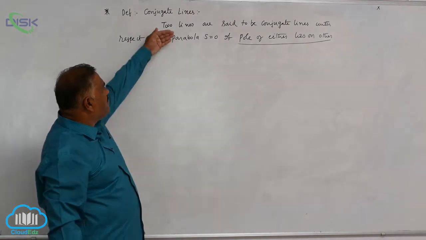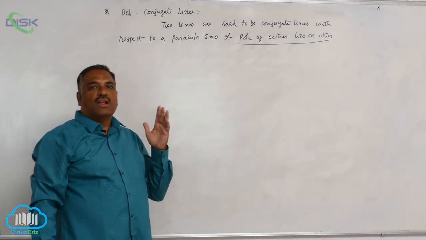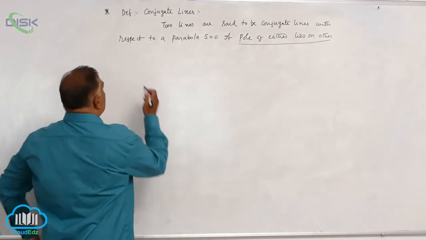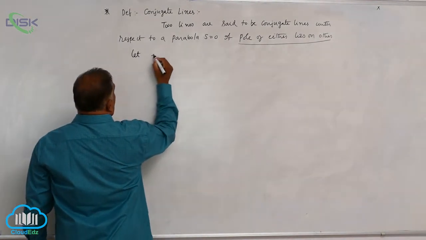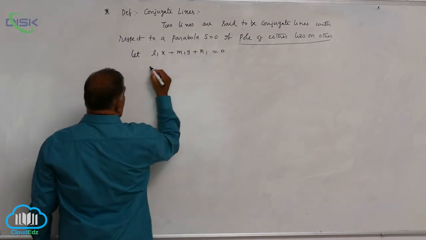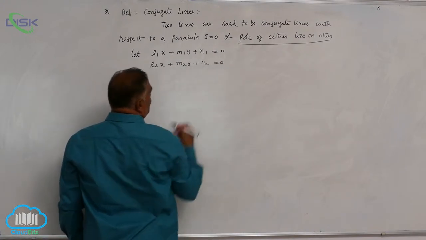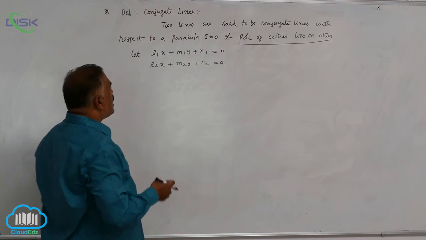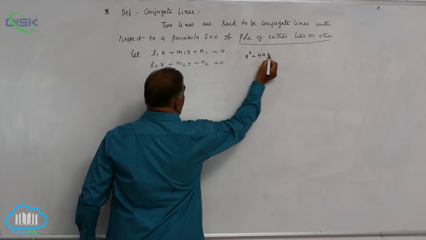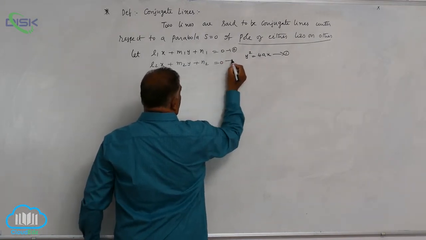That means whenever you consider two lines, each line is called a polar. For the corresponding polar, there exists a pole. Let us consider two straight lines. Let L1x plus M1y plus N1 is equal to 0, L2x plus M2y plus N2 is equal to 0. These are the two conjugate lines. The parabola, of course, is y square equal to 4ax. Call it equation 1, this is 2, this is 3.